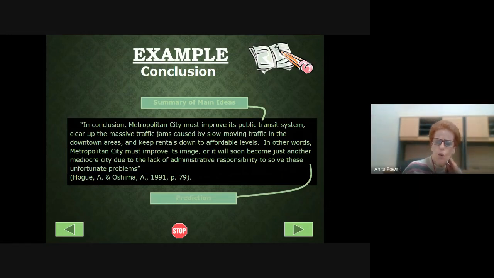If you don't do something about these problems, administration, this city is going to lose its status. It's going to lose its idea of all but a paradise. You've done a lot that is good in this city, but it needs a lot more work. So, yes, it summarizes the essay.